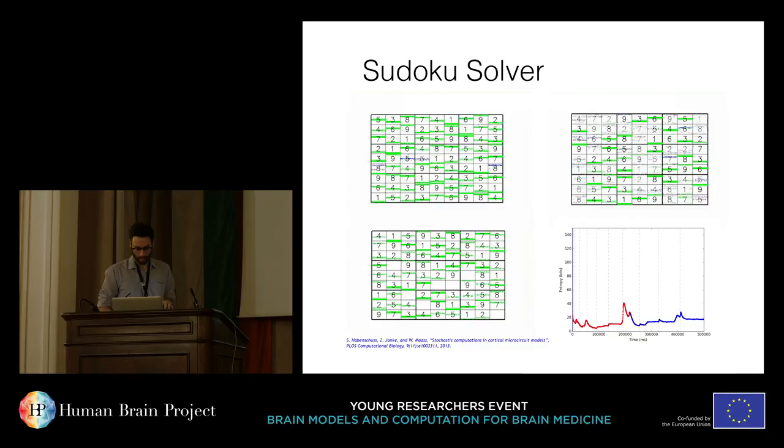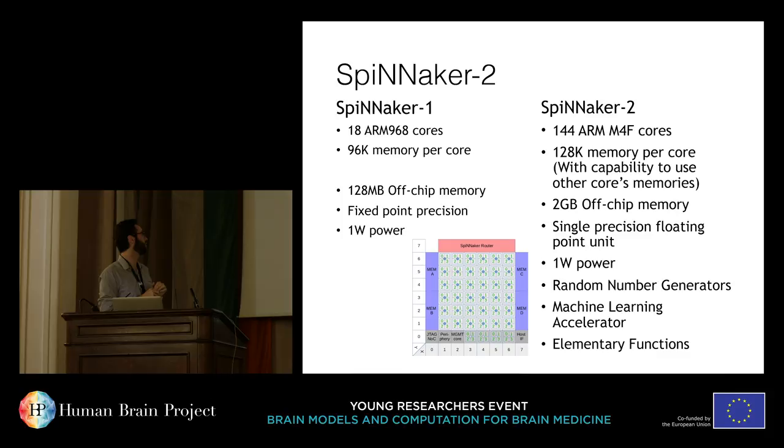There's then also the next generation SpiNNaker chip. Compared to SpiNNaker 1, there are about eight times as many cores, which use a different ARM core. This means it's moving from fixed point precision to floating point precision, which essentially means it can be more accurate if necessary. So for certain tasks, it's actually beneficial. There's more memory on the core, more memory off the chip. It still uses about the same amount of power.